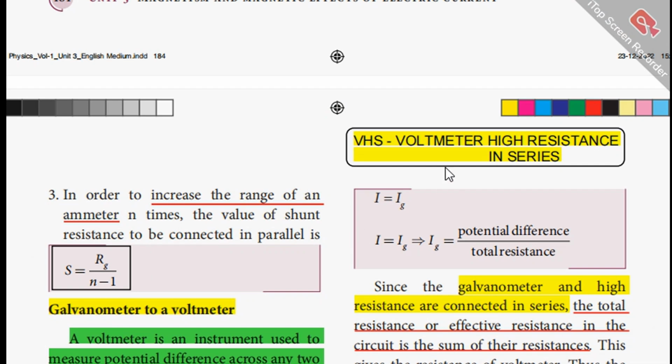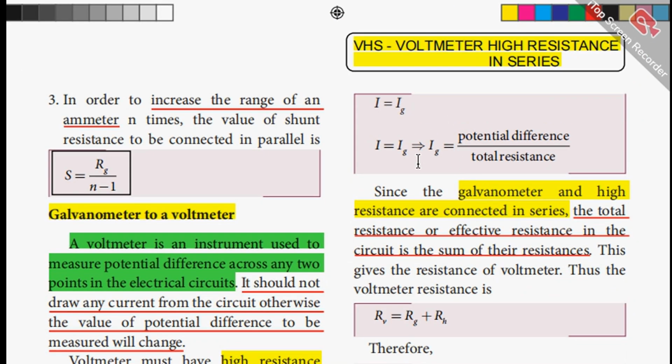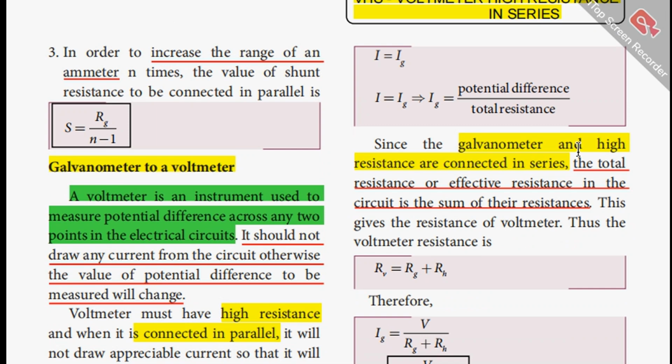So here you can remember this conversion as VHS, where V stands for voltmeter and H for high resistance, and that should be connected in series. So I is equal to Ig. So Ig is the ratio of the potential difference to the total resistance. And since the galvanometer and high resistance are connected in series, the total or effective resistance in the circuit is the sum of their resistances.